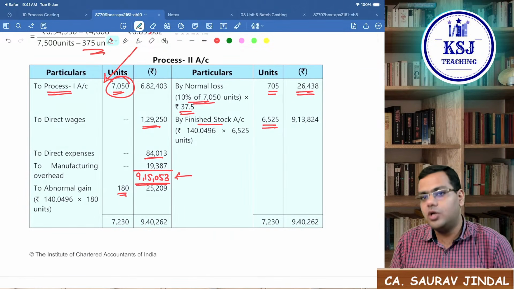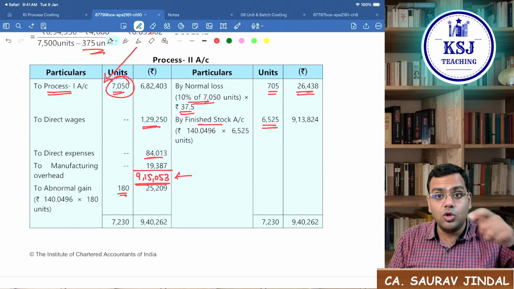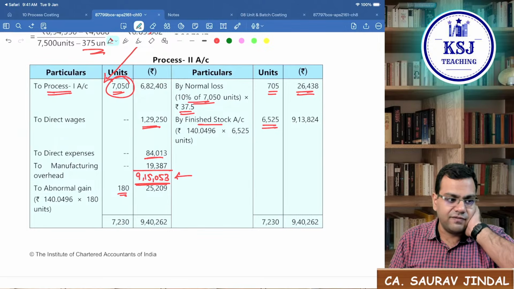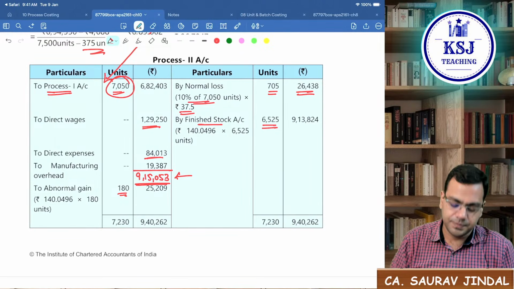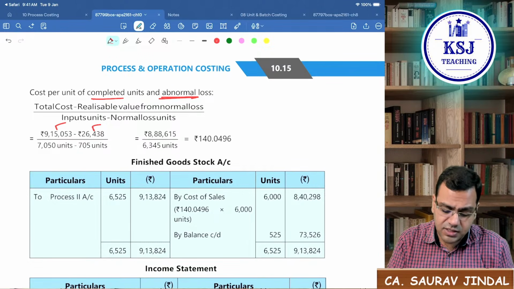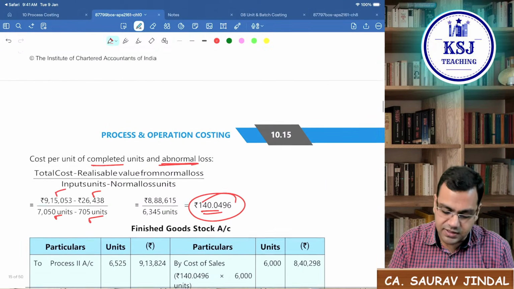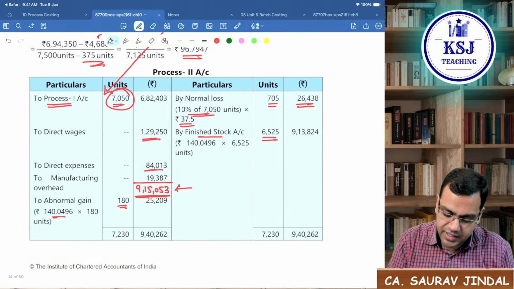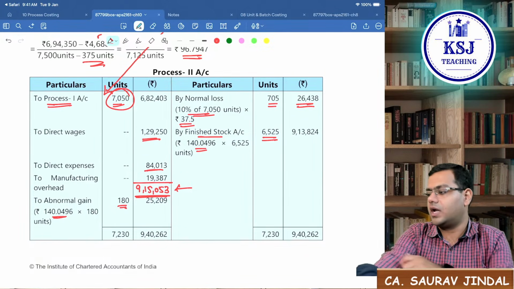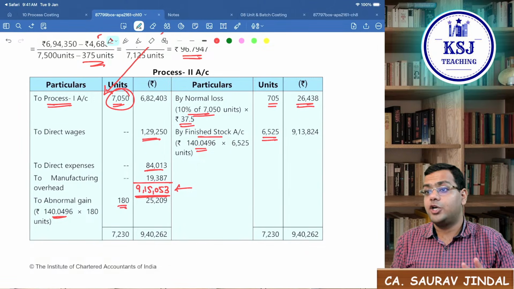That is why I told you, in case of abnormal gain specifically, you should take one total before the abnormal gain itself. That will definitely help you out. Minus the scrap value of the normal loss, divided by input minus normal loss, you will get a rate of 140.0496. You will value your abnormal gain at this and you will value your finished stock at this value. Right, so this is your process 2 account.